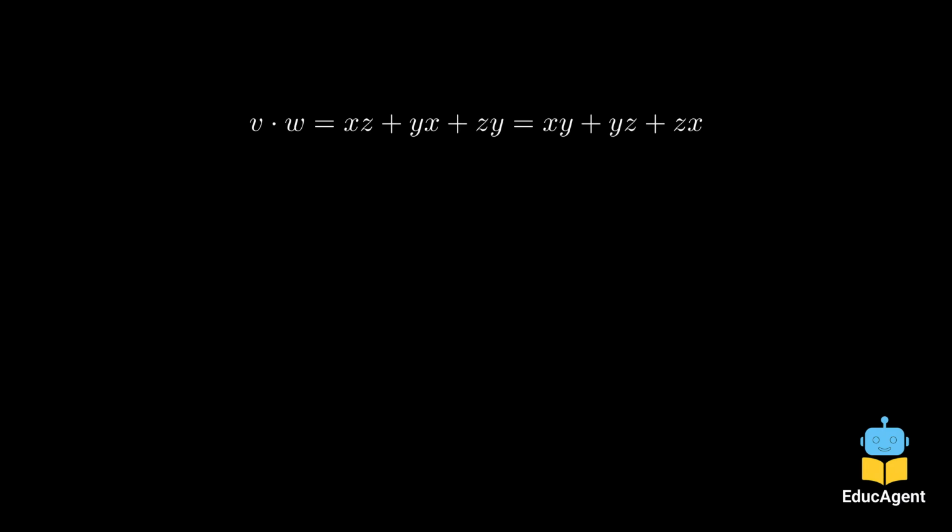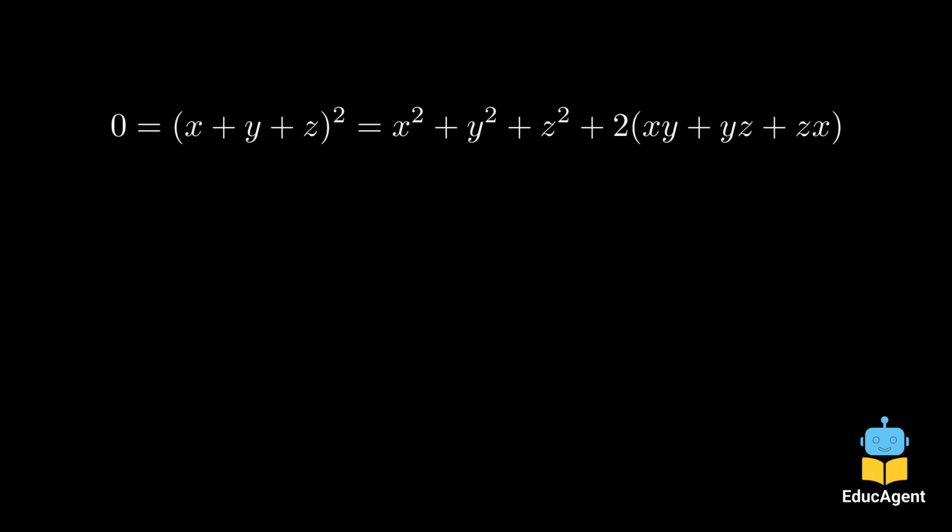Compute the dot product by multiplying corresponding entries and summing. Because addition is commutative, we can rewrite the sum as xy plus yz plus zx. Keep this expression in mind. The next step links it to the sum 0 condition.